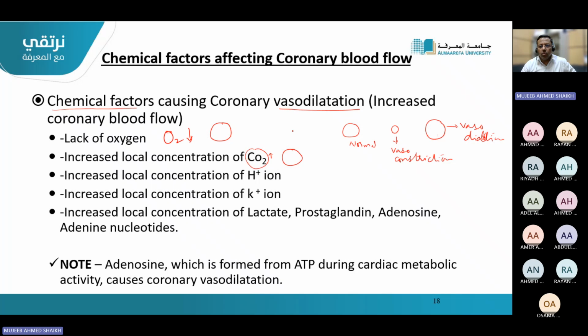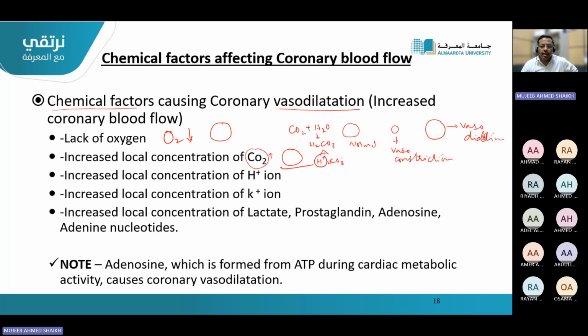If CO2 accumulates and there is water, this will lead to formation of H2CO3, which will dissociate into H ions and HCO3 ions. So this is an indirect effect of CO2 accumulation. This will also cause vasodilatation. And accumulation of potassium ions also leads to vasodilatation.